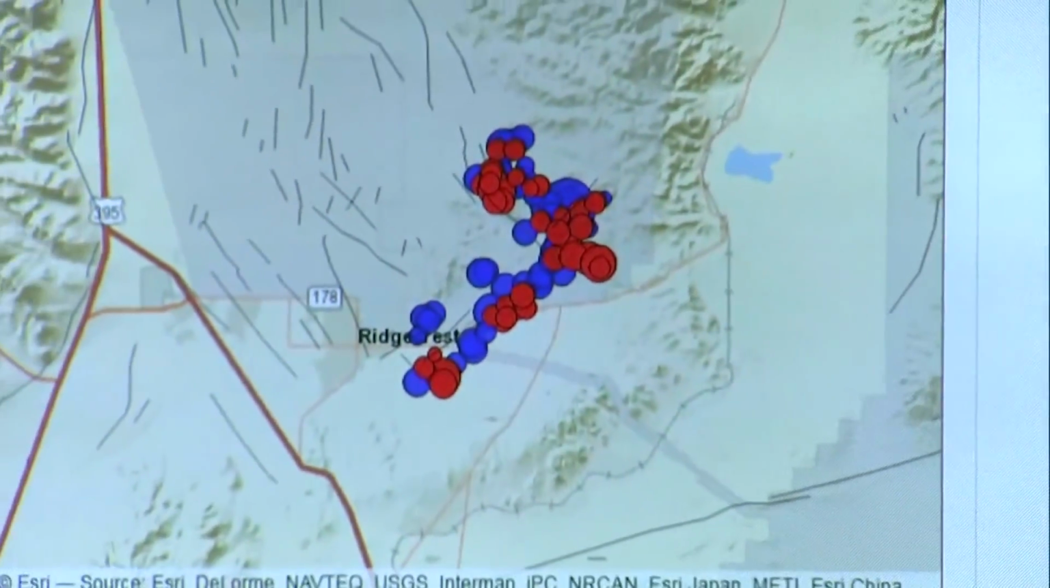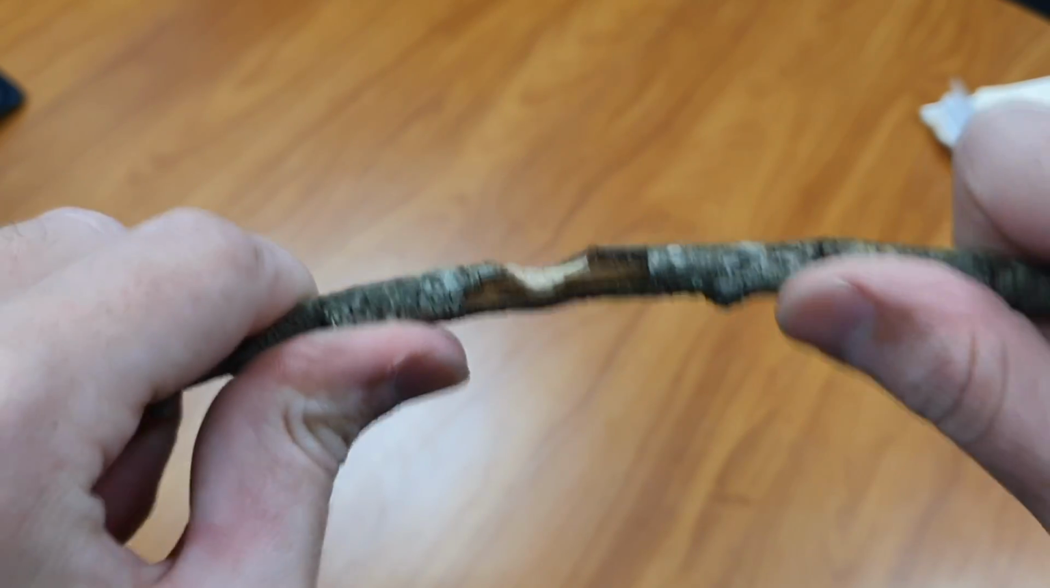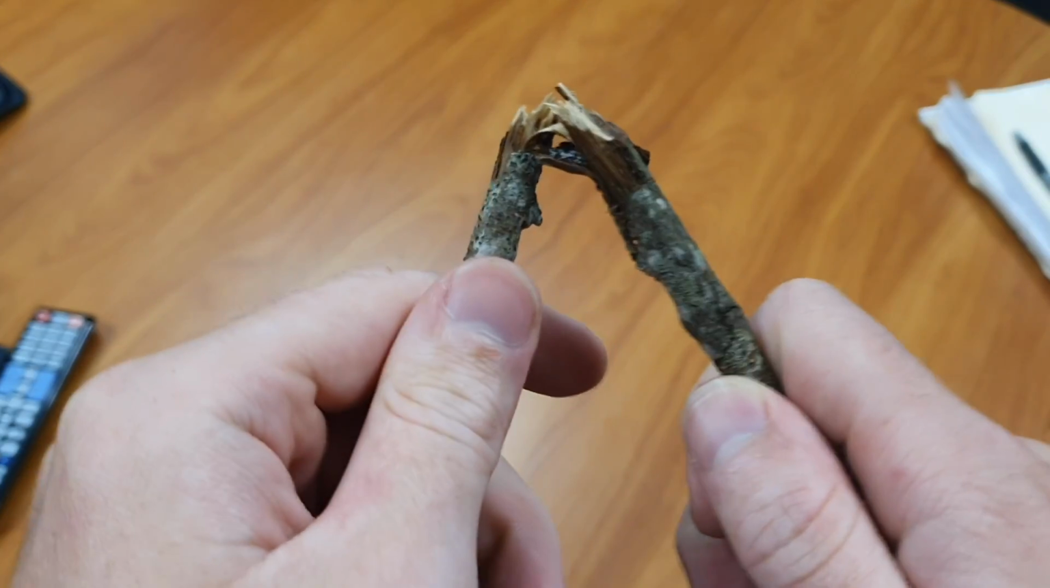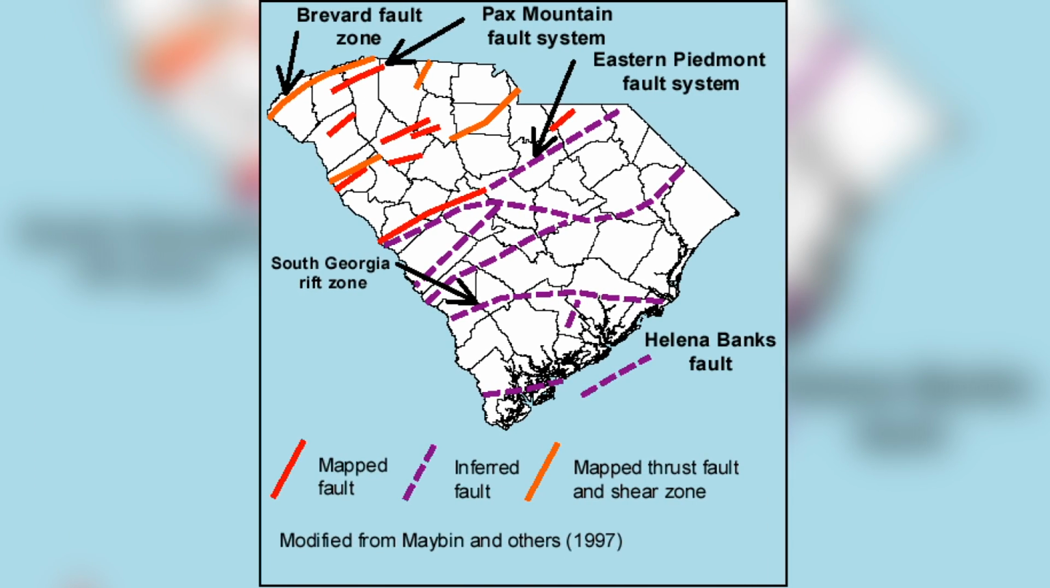You can imagine if you put pressure on something and it's already got a crack in it, if it's going to slip, it's going to slip where you've got that weakness. That was Angie Shaw with the U.S. Geological Survey, who's working to better understand our own faults here in the Low Country.